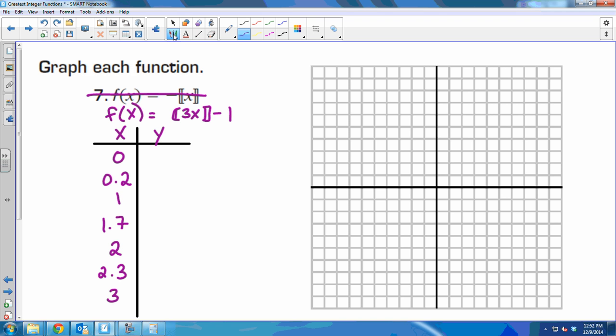All right, so if x is 0, 3 times 0 is 0. The greatest integer that's not greater than 0 is 0, and 0 minus 1 is negative 1. Okay, so 0.2 times 3 is 0.6, and the greatest integer not greater than 0.6 is still 0, and 0 minus 1 is still negative 1. 1 times 3 is 3. Greatest integer not greater than 3 is 3, and 3 minus 1 is 2.